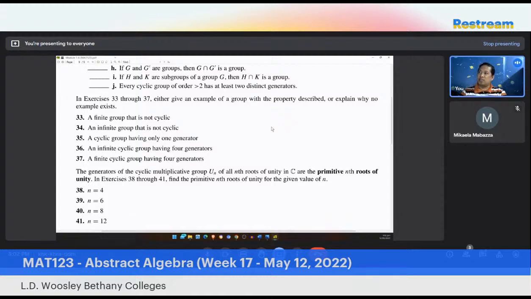Okay, how about 36? An infinite cyclic group having 4 generators. I will give the answer here; just take note: no such group exists. No example exists because every infinite cyclic group is isomorphic to Z under addition, which has 2 generators, 1 and negative 1. There is no generator beyond these 2, so 4 generators cannot be. There's no such example. Okay, number 37: a finite cyclic group having 4 generators.